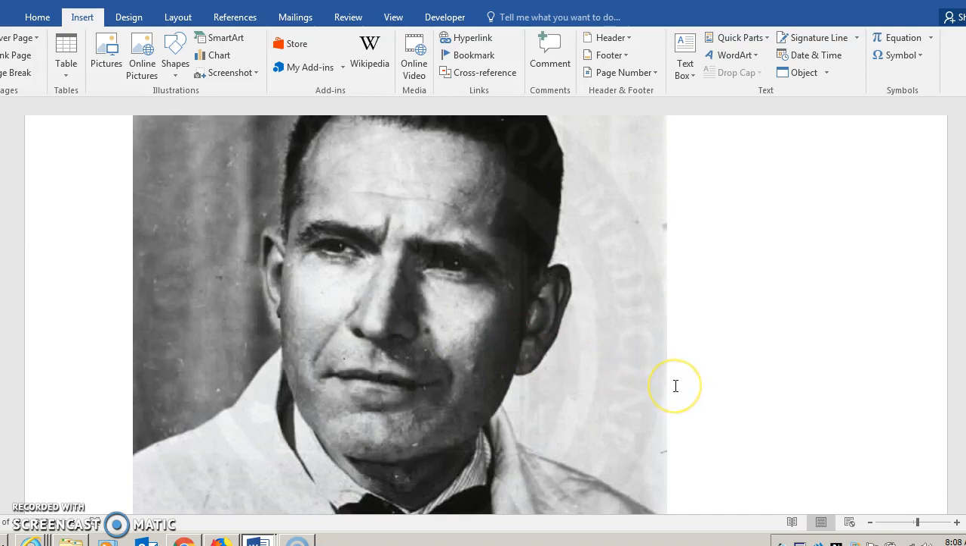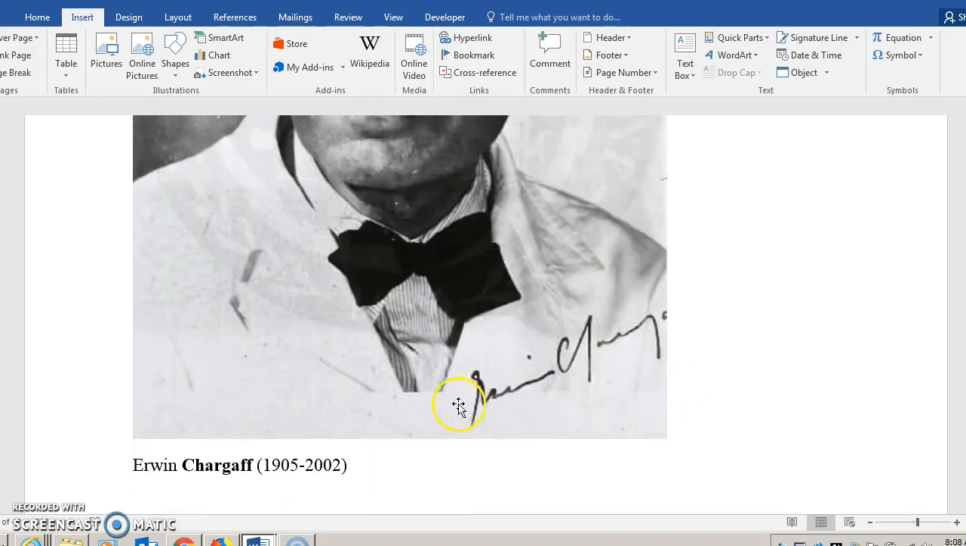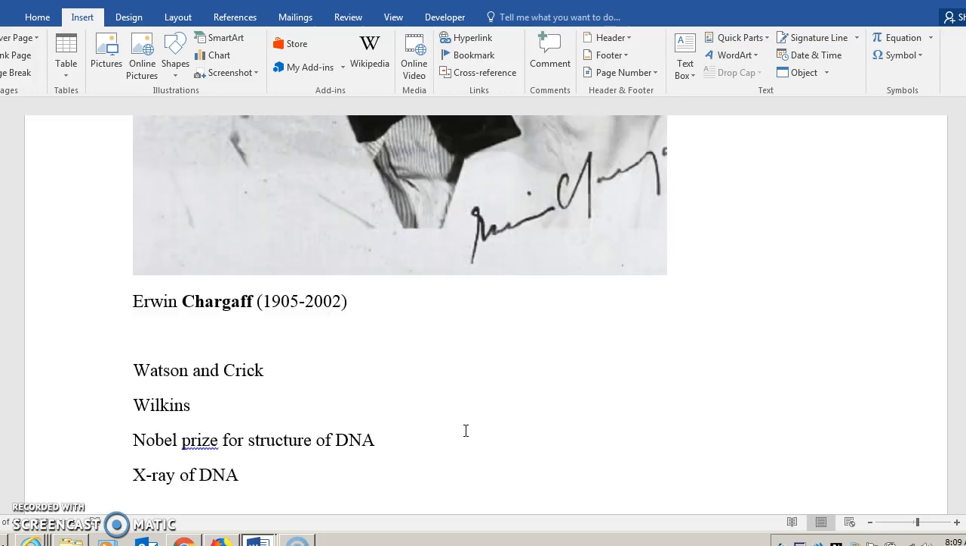This is a picture of Erwin Chargaff. He died in 2002. He lived a fairly long life, into his 90s. But he was very instrumental in helping to understand the DNA molecule.